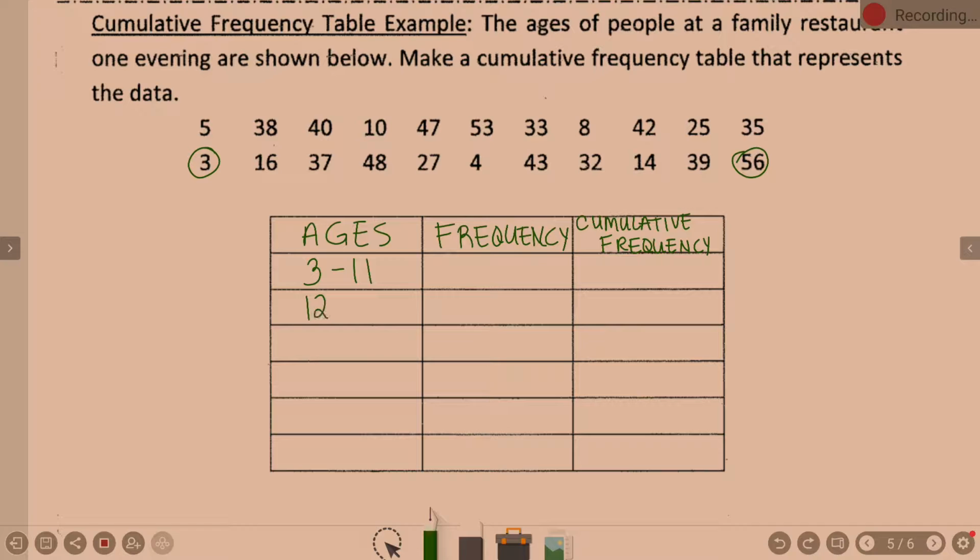The next one starts then with 12, and it's going to be 12 to 20. Then we start with 21, 21 to 29. Then we start with 30 to 38. 39 to 47. And 48 to 56.